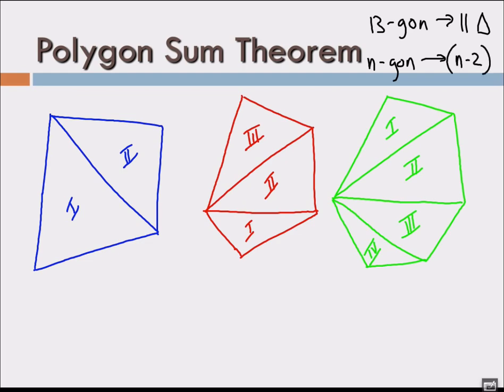Therefore, if I have an n-gon and I don't know the number of sides, how do I find the sum of all the angles? Subtract by 2. And then? Multiply that by 180. Well done. Multiply that by 180. Okay, that's called the polygon sum theorem.